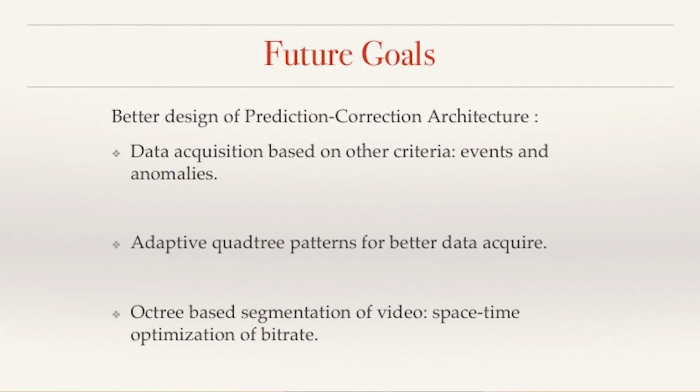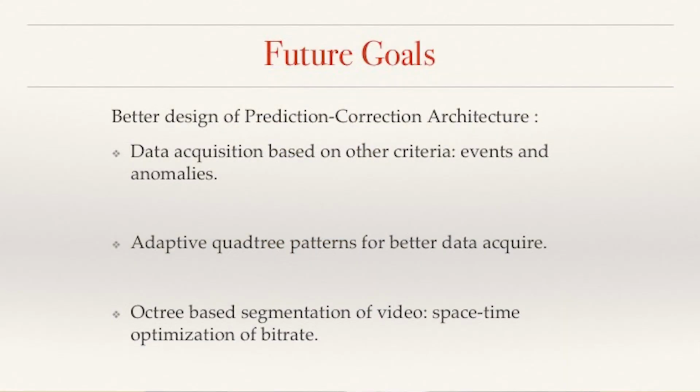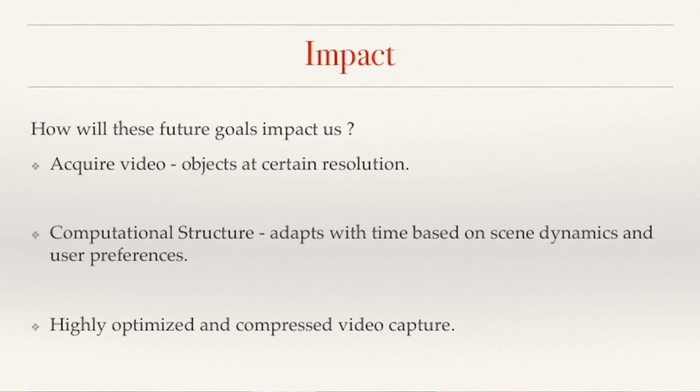Now, what are our future goals? Here, there is a very high possibility of implementing our technology in a lot of applications. However, we would like to propose data acquisition based on events and anomalies, mostly for military applications. Secondly, we would like to have an adaptive quadtree structure rather than the fixed quadtree structure that we currently have. And finally, we would like to have an octree-based segmentation which takes into account the time and the space, and hence the impact of this technology would be very vast.